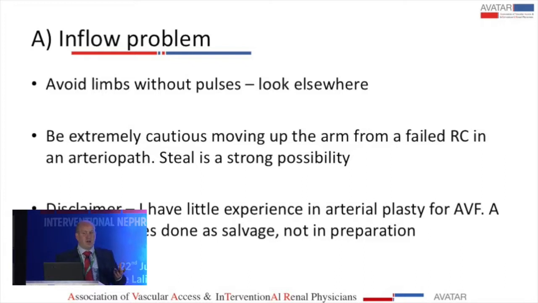Some people have described doing angioplasties to prepare people for AV fistulas. I've never done that personally, but I certainly have used angioplasties where steal has happened and there was a proximal problem. We've angioplastied subclavian arteries before and even brachial arteries, but we probably wouldn't in our unit go down into the forearm vessels.